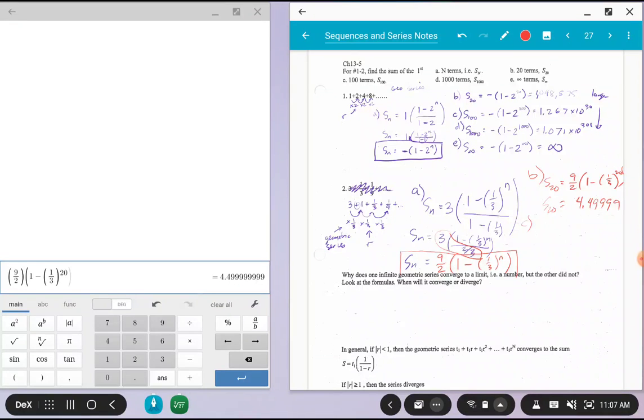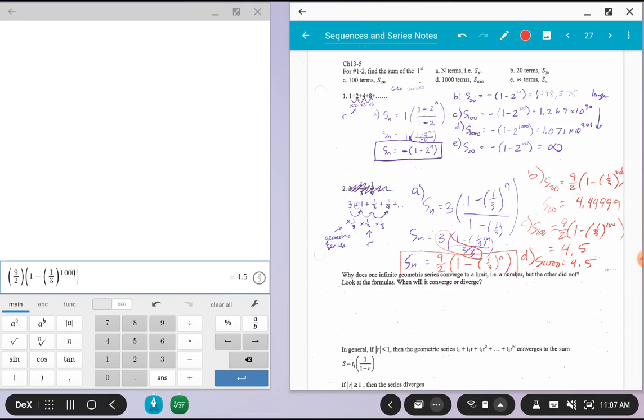All right, now let's go on to C. Oh my goodness. C, we are looking for 100 terms. So S sub 100 is 9 over 2 times 1 minus 1/3 to the 100th power. Let's see what that's equal to. Let's see, change the 20 into 100. Oh, look at that. We get a value of 4.5. Okay, let's see what happens for part D as we go to S sub 1,000 now. So in my 100, I'm going to just change that to 1,000. Huh, nothing has changed. My answer is again 4.5.